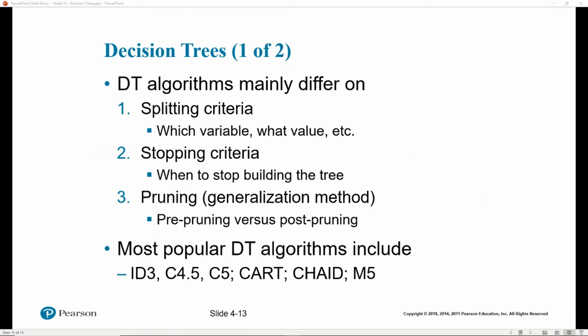There are several different decision tree algorithms, and they mainly differ on splitting criteria, in other words, which variable and what value you're going to split on; the stopping criteria, so when you're going to stop actually building the tree; and whether or not the method employs pruning, so whether or not you're going to prune different branches based on whether they are useful. The most popular decision tree algorithms include ID3, C4.5, C5, CART, CHAID, and M5.